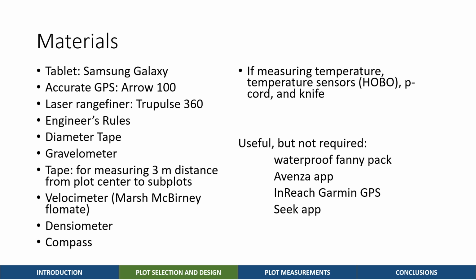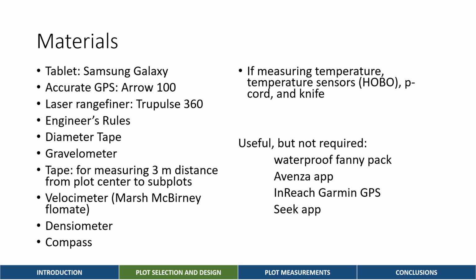We used a Marsh-McBirney FlowMate velocimeter to measure velocity at the surface and at 60% depth, and a densiometer to measure canopy cover. A compass is required in the field to set up the plots and find those azimuth directions for the exterior subplots.